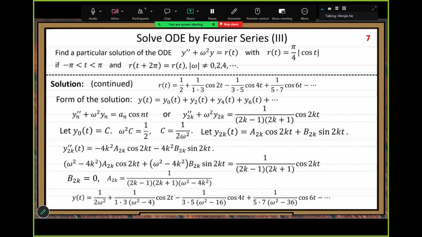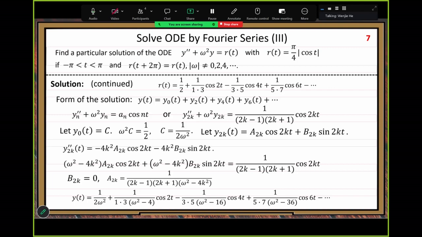Putting them together, it is a little tedious, but not too bad. Now you can see this is your particular solution, y_p. For other general solutions, we don't worry, because for an ODE like this we only need to find one particular solution.